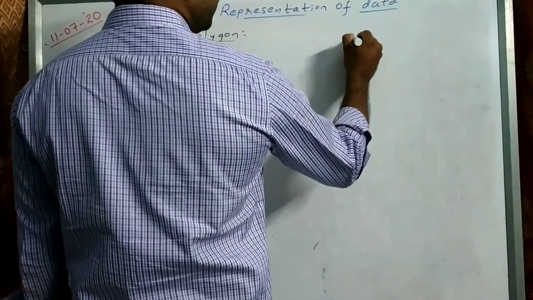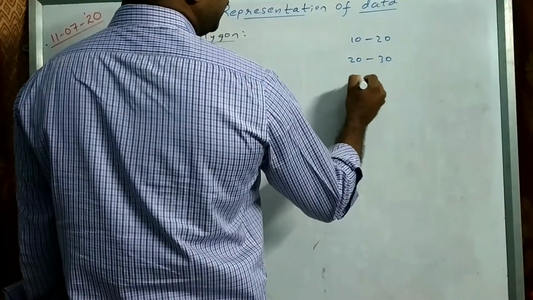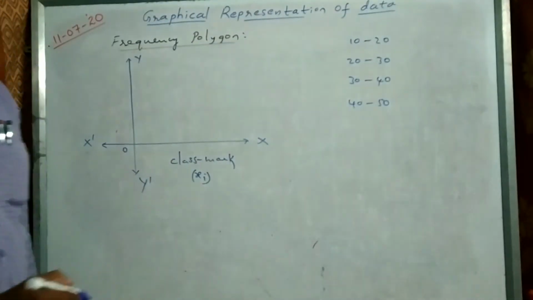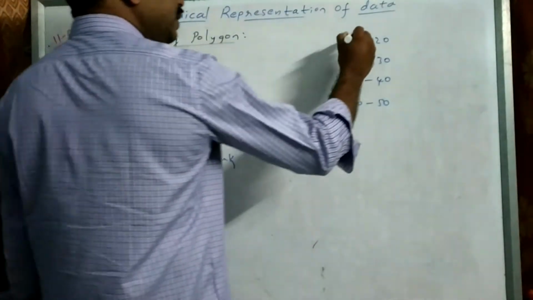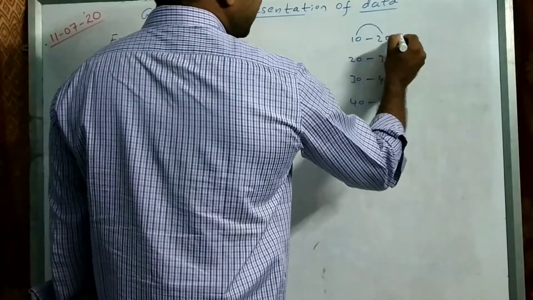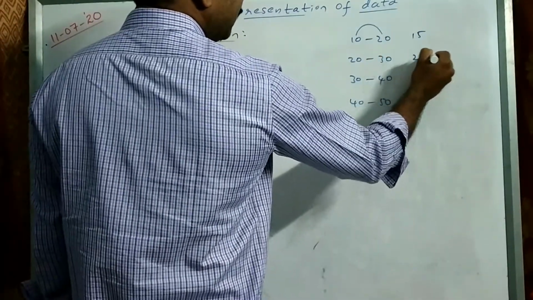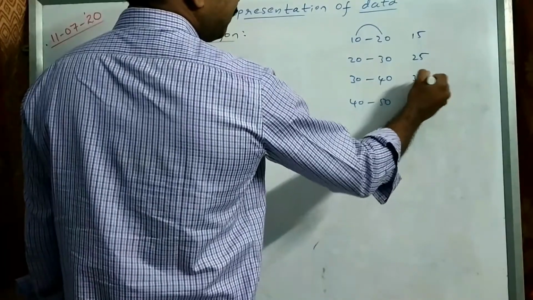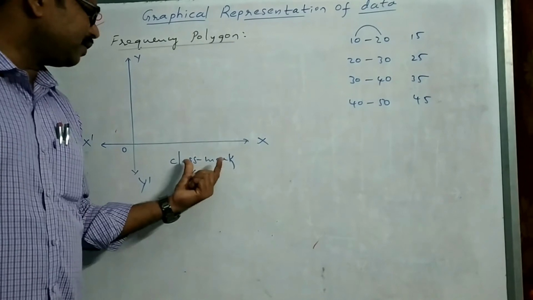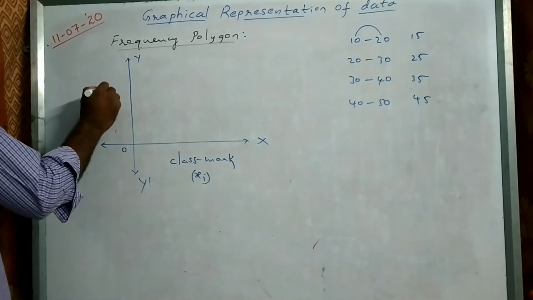For example, we are given 10 to 20, 20 to 30, 30 to 40, 40 to 50. Some intervals are given here. How do we find class mark? I told you average of lower and upper limits, right? 10 plus 20, 30 by 2 means 15. 20 plus 30, 50 by 2, 25. 70 by 2, 35 and 45. So class marks we have to take on x-axis and frequency on y-axis.